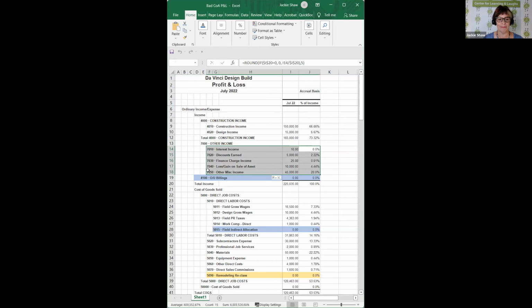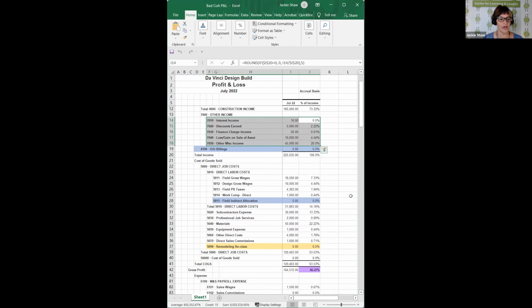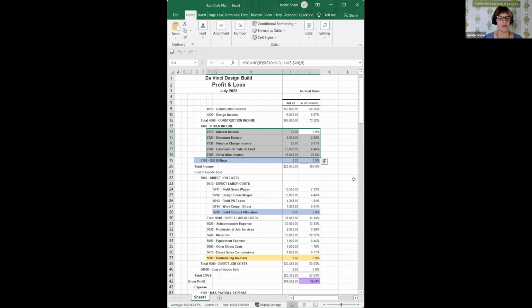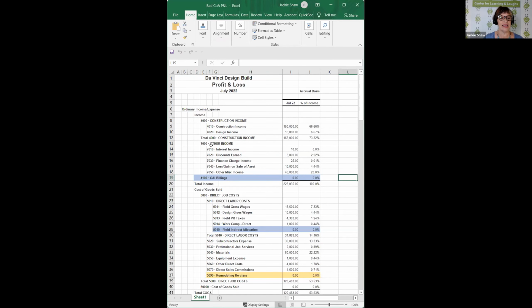That's number one. The next thing, as we scroll down, we're looking for other things that are a mismatch. The first thing we know, though, is that this income cannot be up here, right? It doesn't belong. The only thing that should be an income, again, is things that are directly related to the service you're providing. For DaVinci Design Build, it's construction income and design income. That's it. That's the service we provide to clients. Only income allowed in the income area.